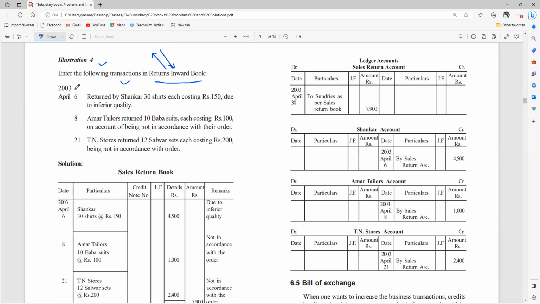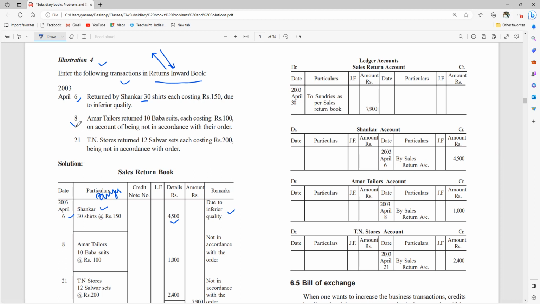On 6th April 2003, here you can see the return by Shankar, 30 shirts, each costing rupees 150, due to inferior quality. So who has returned to us? Shankar is a buyer who purchased goods from us. Now he is returning 30 shirts of rupees 150 each. So we write Shankar's name here, date April 6th, 30 shirts at rupees 150 each. The details amount is 4,500. In the remarks, the reason why he has returned: due to inferior quality.